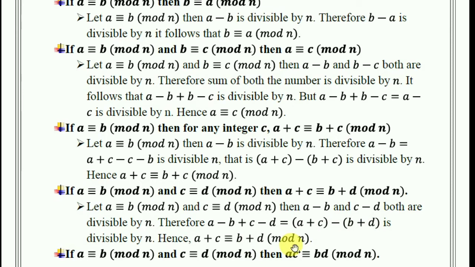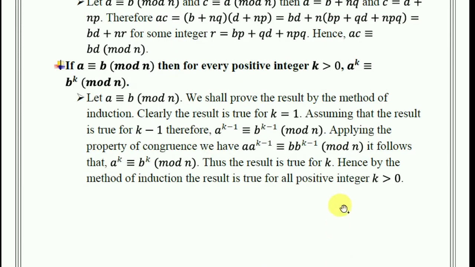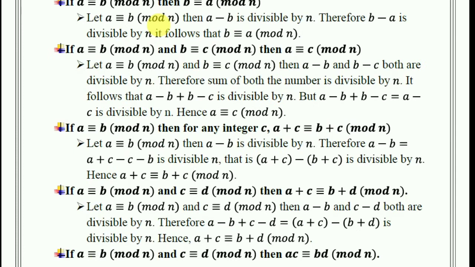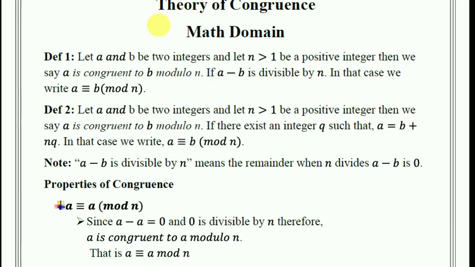Now for the next property, if a is congruent to b mod n and c is congruent to d mod n, then ac is congruent to bd mod n. To prove this, I use the second definition of congruence. You can prove all of those previous proofs using the second definition also. For me, the second definition is quite helpful, because it has a particular expression of a, that is, a equals b plus nq, so you can use this again and again.